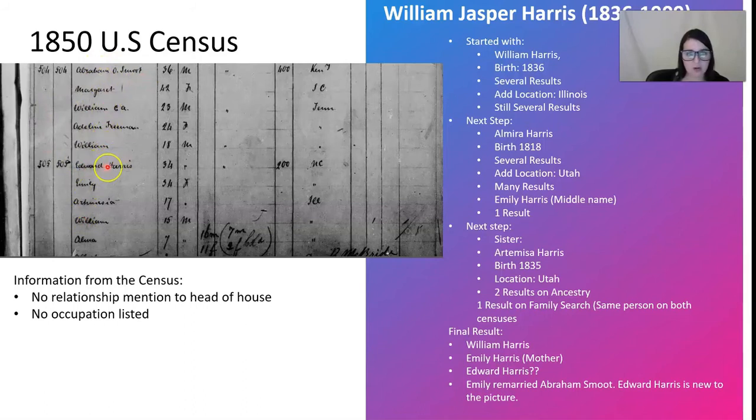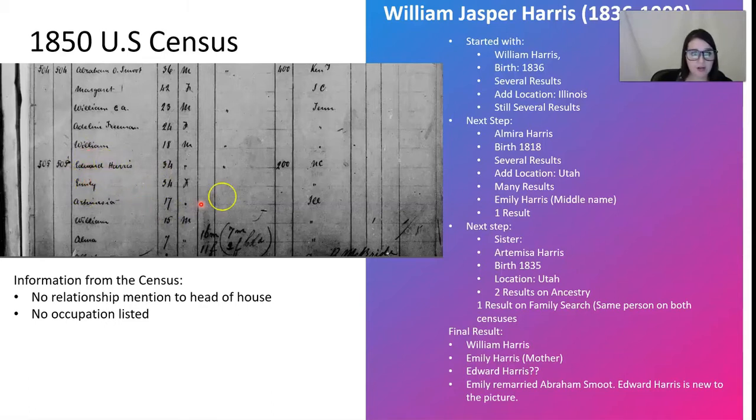So like I mentioned, I don't know who Edward Harris is. Information that can be gathered from the census is you all know they're living in this household, but there's no relationship mentioned to the head of house. So a lot of people might think that she's married to Edward, but we don't know that. We can't infer that.